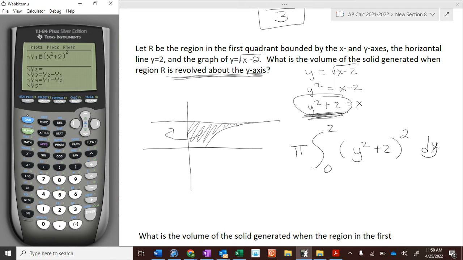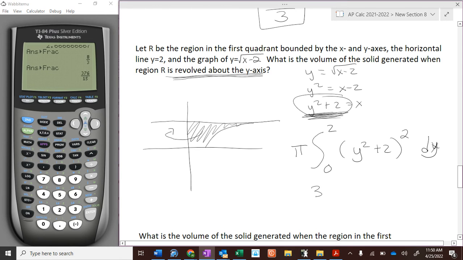Okay? So then, second trace 7. Let it graph. I'll go from 0 to 2. And it's that. And then if I ask the computer, please put it into a fraction, it does. And so it's 376 pi over 15.